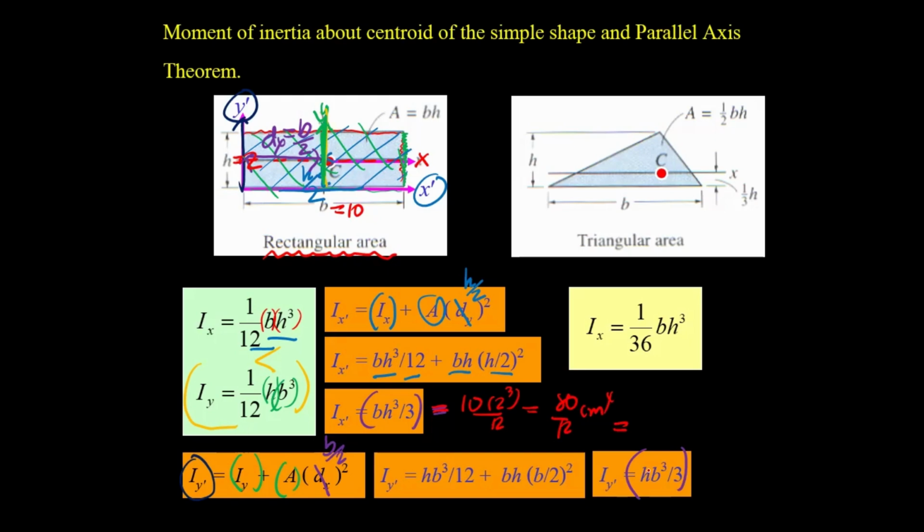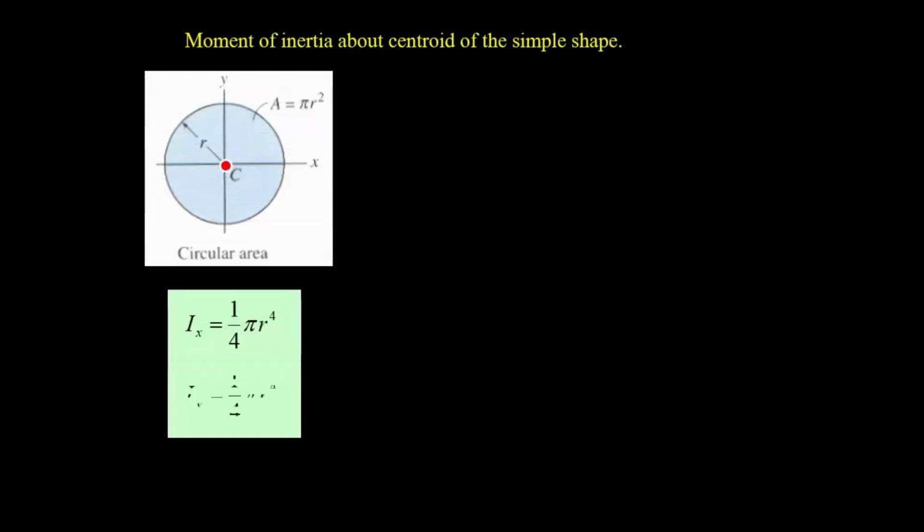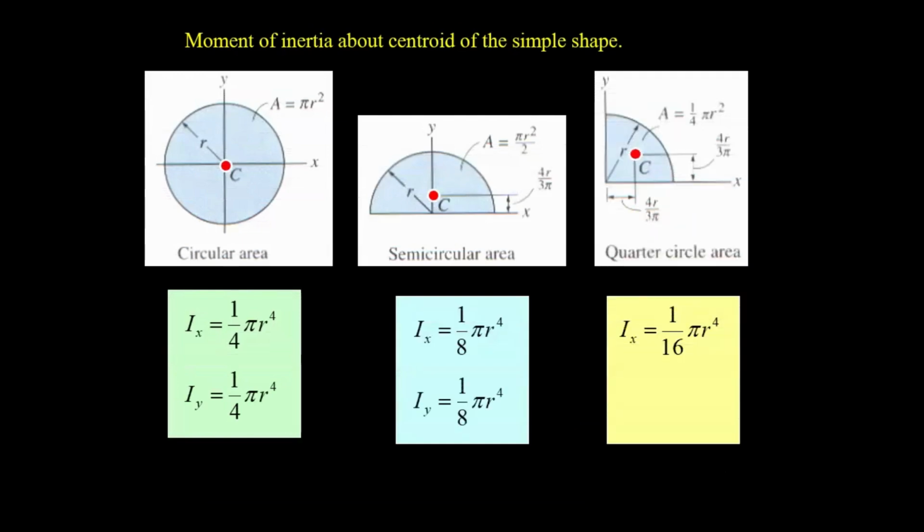This is going to be h2 times b cube over 12. That is going to be 2,000 divided by 12 centimeter power 4. That's a huge difference. Okay, so we have to produce the composite section area. Luckily, from now on, for this course, we are taking care of the circular, semicircular, and quarter-circular. You may use it later when you go to work.